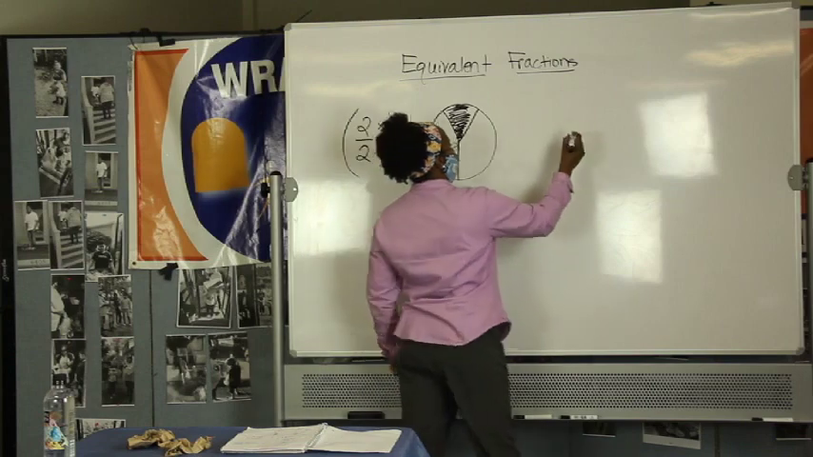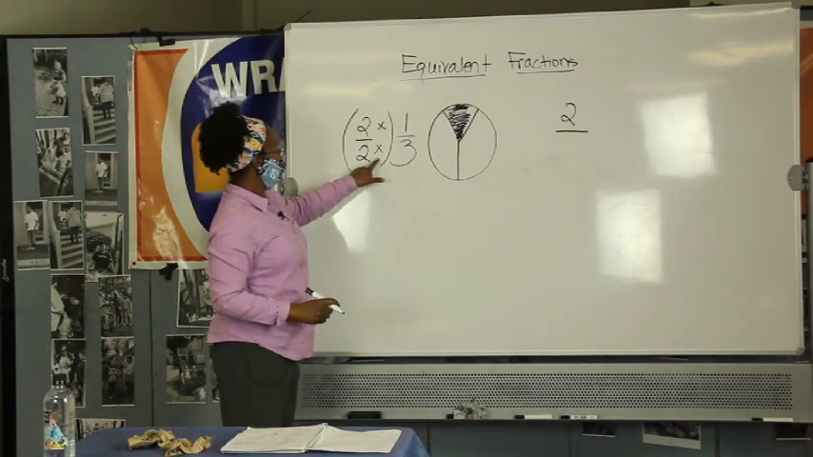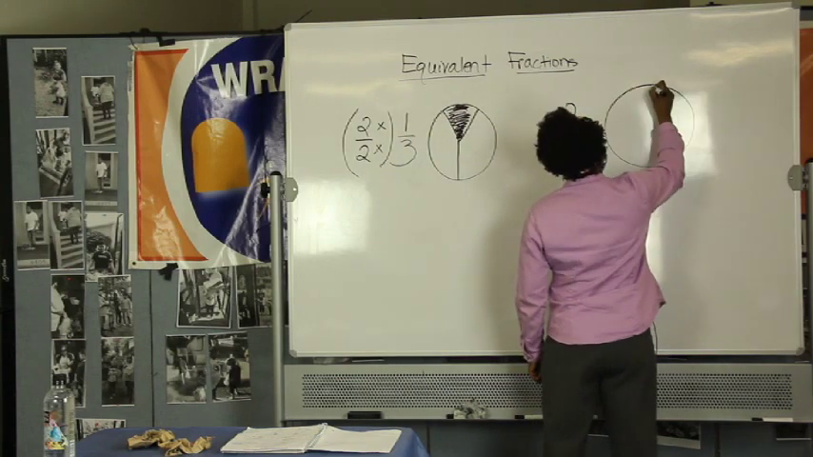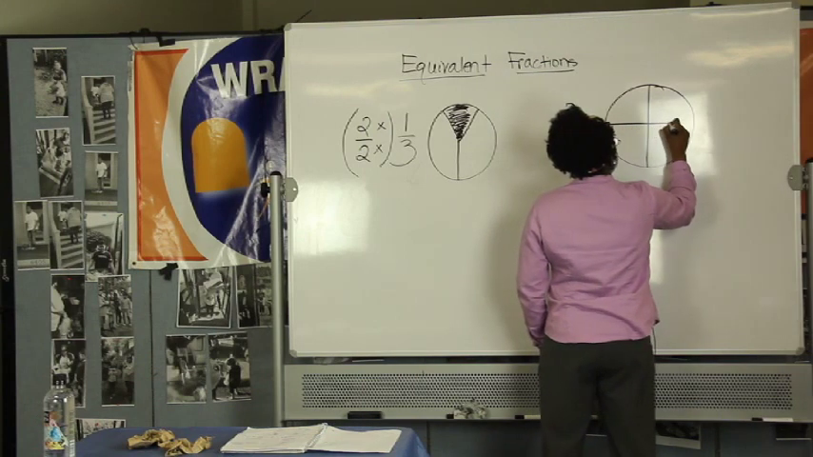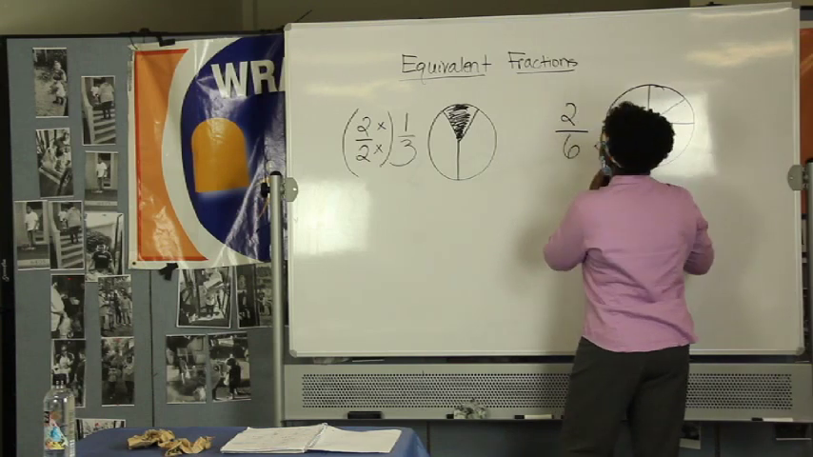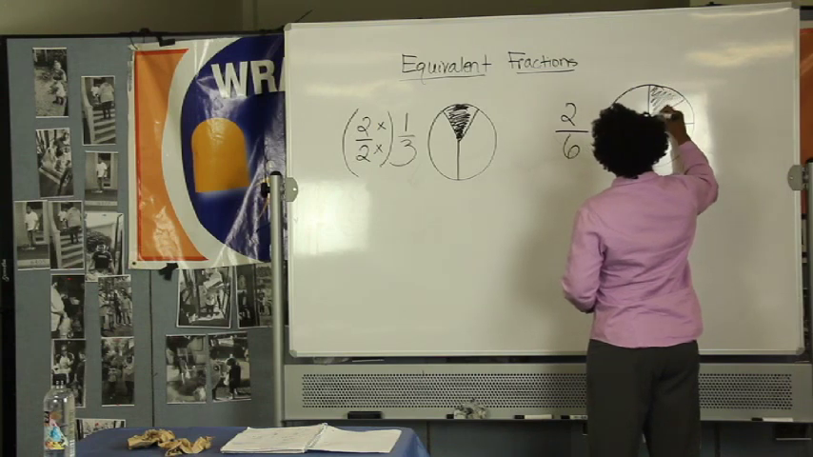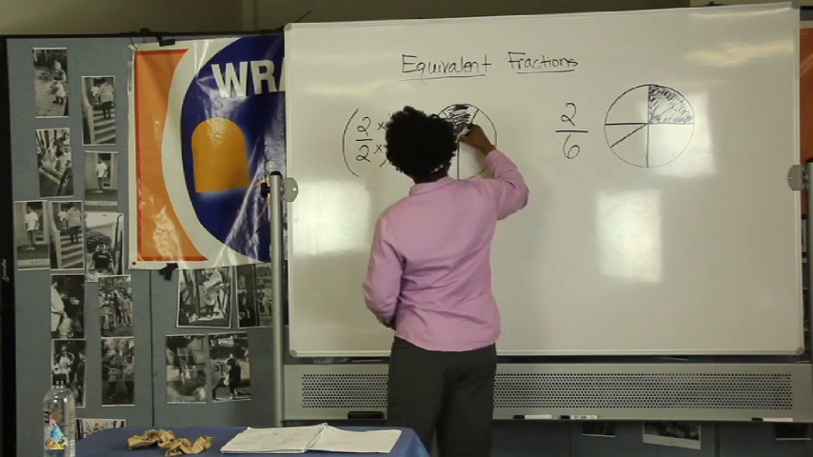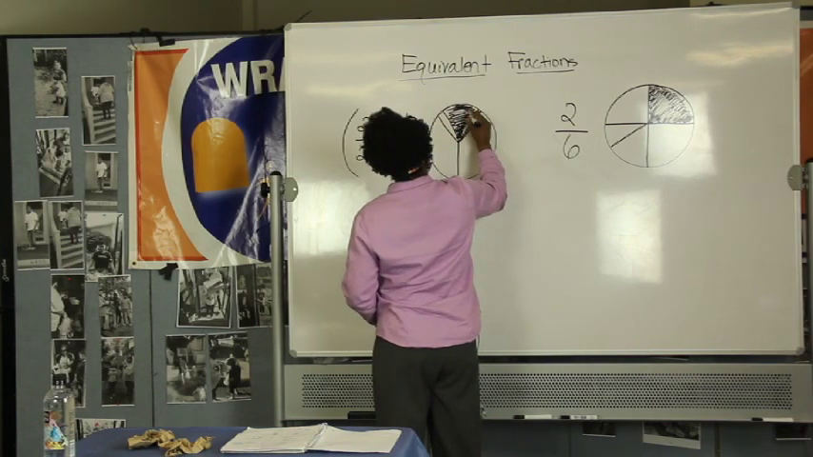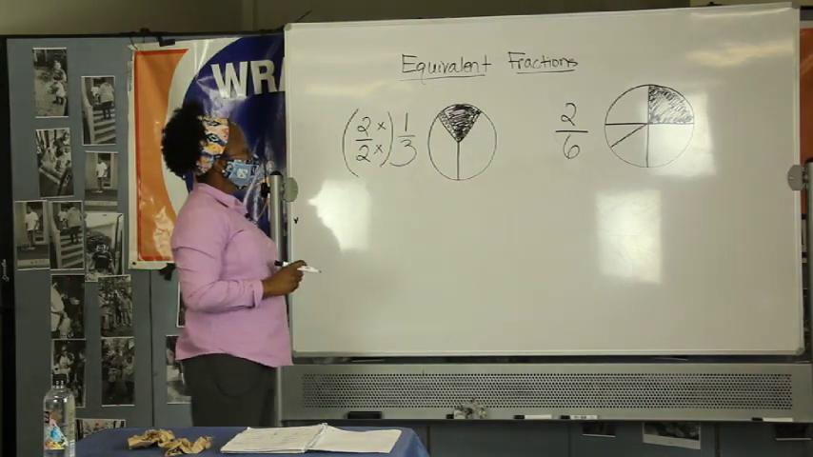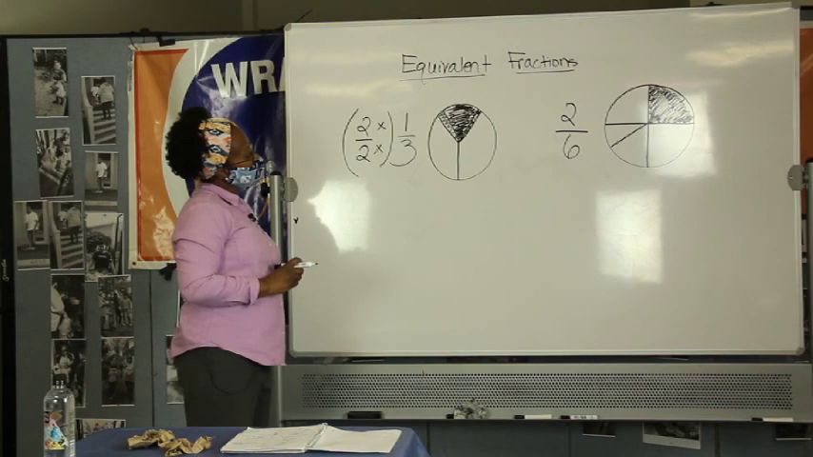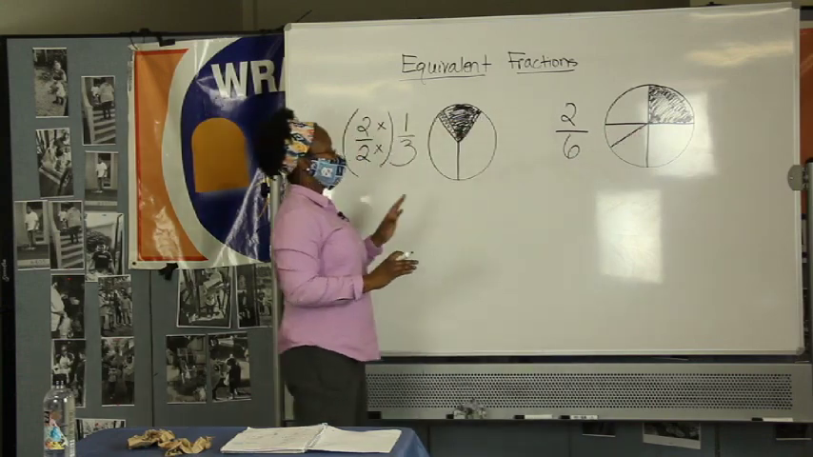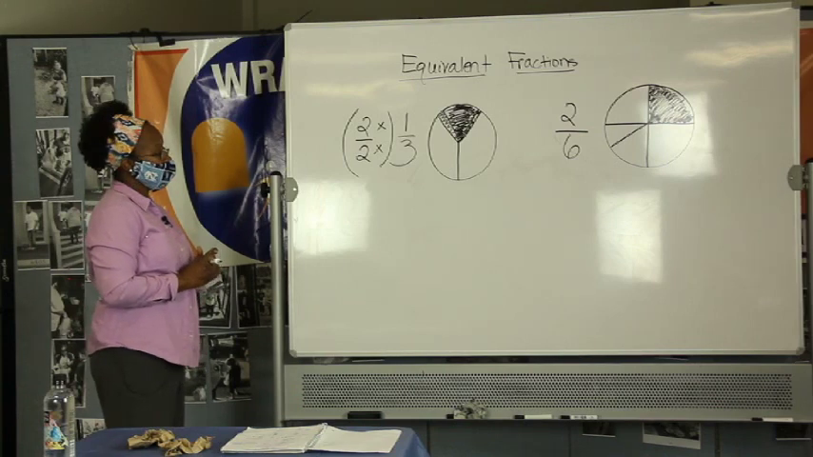2 times 1 is 2. 2 times 3 is 6. Now let's see if it looks the same. My drawing isn't the best, but I'm going to try to do a decent job for you. Just remember, mine's not drawn to scale, meaning it's not perfectly divided. Do they kind of look the same? Because of my drawing, it doesn't look quite the same, but the shaded area looks close to each other, though. It's a decent picture. So this is how you can compare the two.